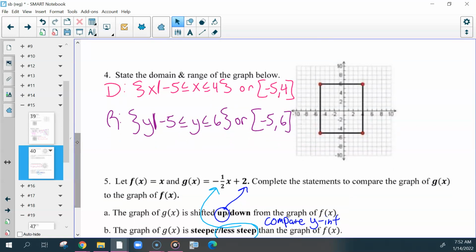And then for number 4 on the back, you also needed to find the domain and range. So I have them listed in set builder notation as well as interval notation. Set builder notation would be this first one from -5 to 4. For interval notation, you could use the square brackets because it's included from -5 to 4 for the domain. And then for the range, it'd be from -5 to 6, either way.